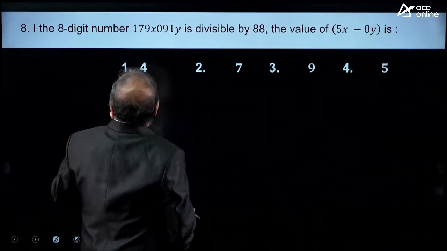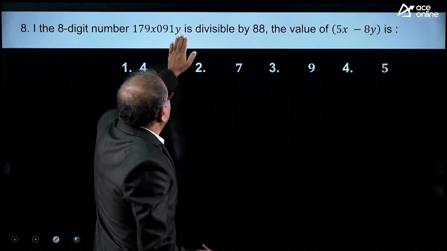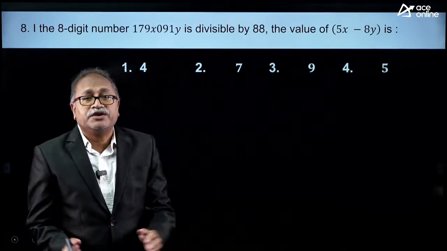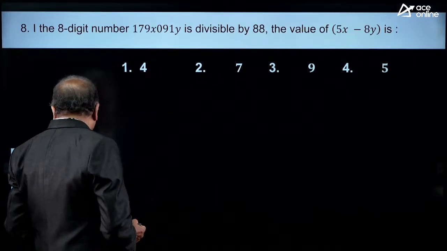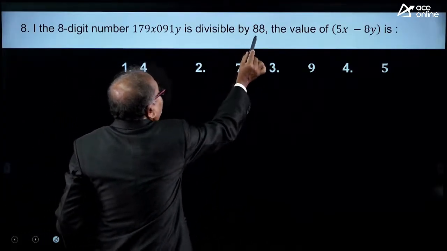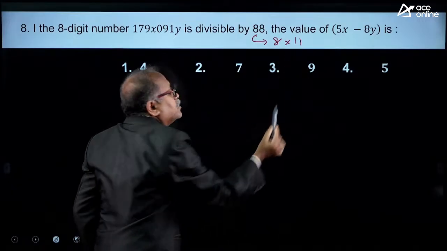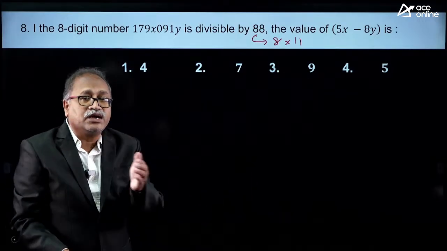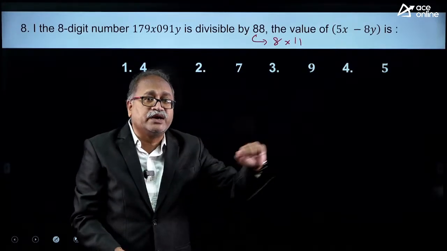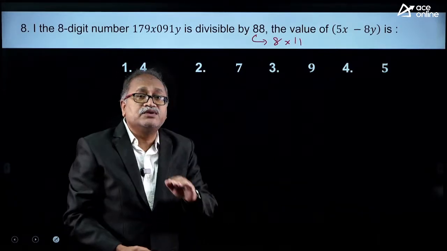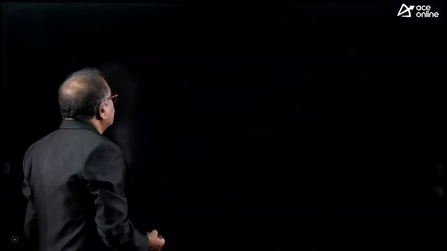Now, the question says that an 8-digit number is given to you, which is divisible by 88. If a number has to be divisible by 88, that number has to be divisible by 8 and 11. We already discussed the 8 divisibility rule: if the last 3 digits are divisible by 8, the whole number is divisible by 8.